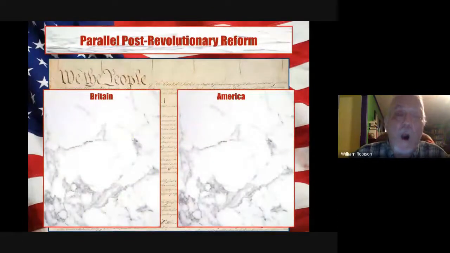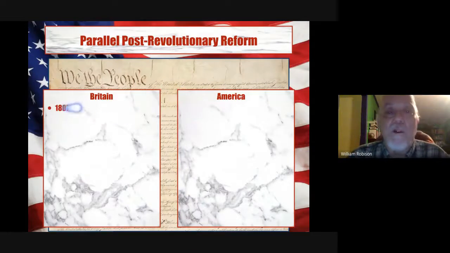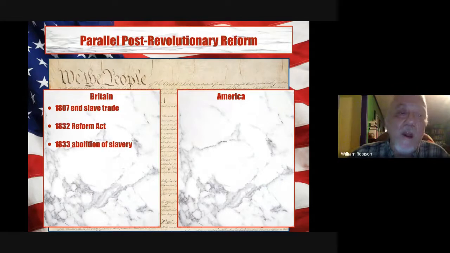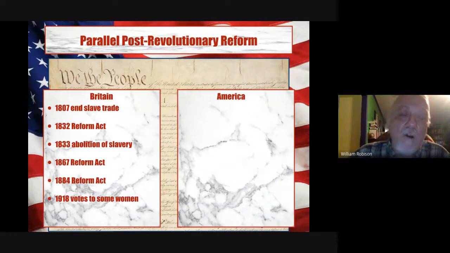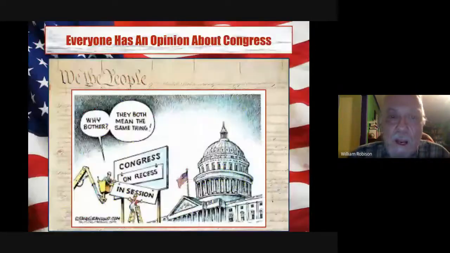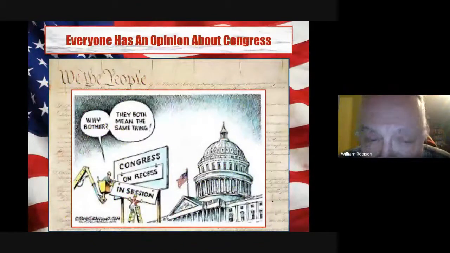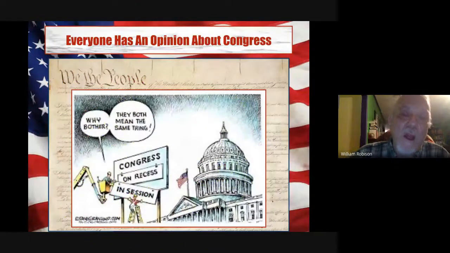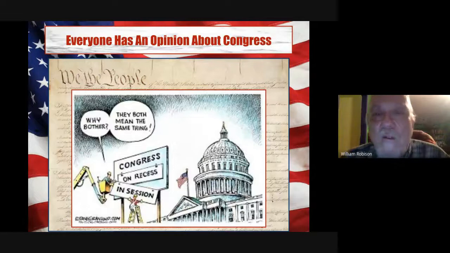And in fact, Parliament and the American Congress went through fairly similar stages in the 19th century. They both ended the slave trade. They both carried out reforms that expanded the vote. In the early 20th century, they both gave votes to women, and eventually in the United States, they gave votes to African Americans.